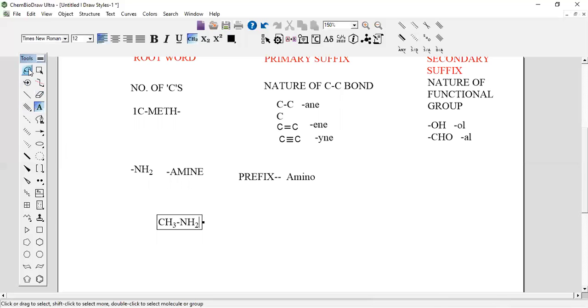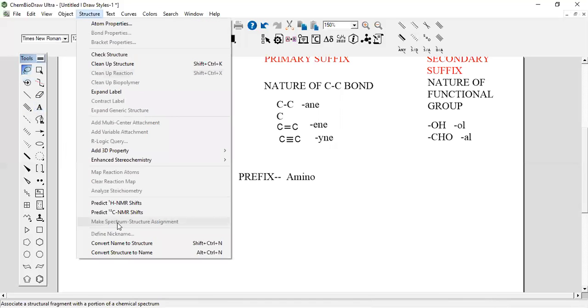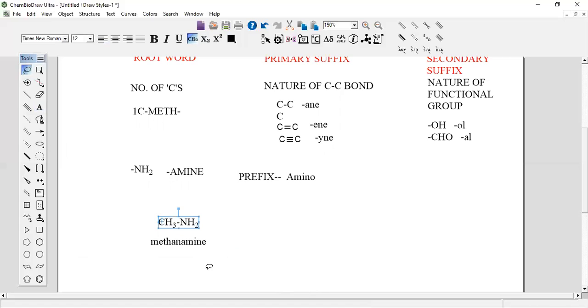Aminomethane. Let us see what is its structure. What is this? Methanamine. That is what I told here. If it is a secondary suffix, we use it as amine. That's why meth, ane, because there is a single bond, ane and amine. That's why it is called methanamine.